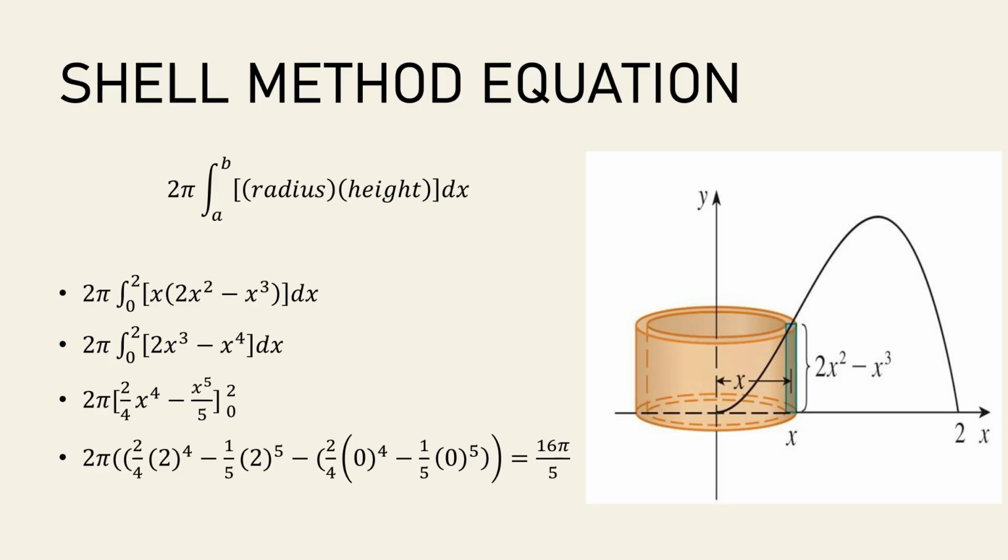The radius tells us how far the shell is from the axis. The height comes from the function. Then the integral adds together all of the shells to find the total volume. This method is often easier than the washer method when revolving around the y-axis because it avoids solving for x.